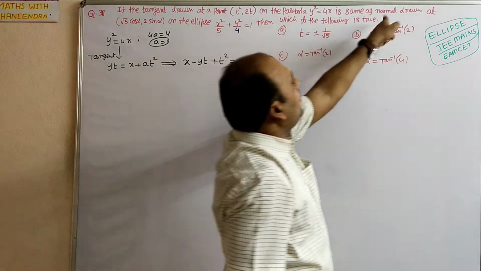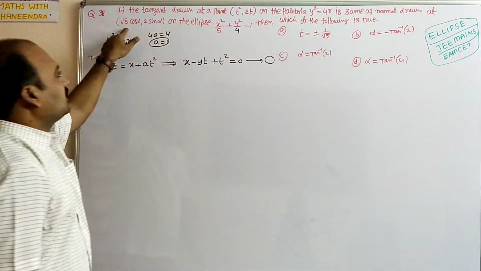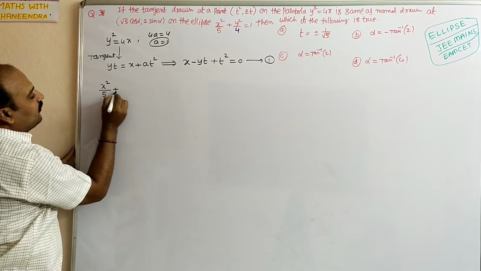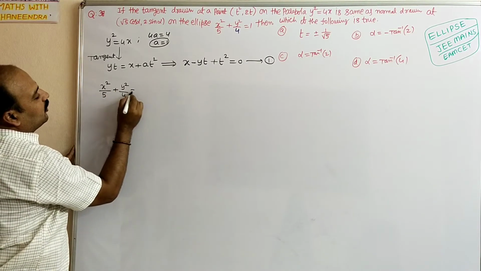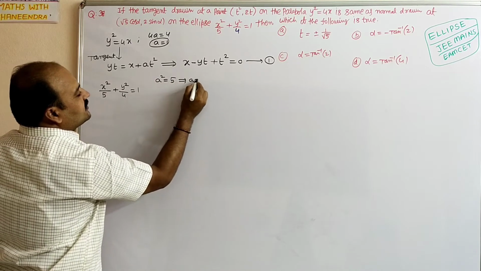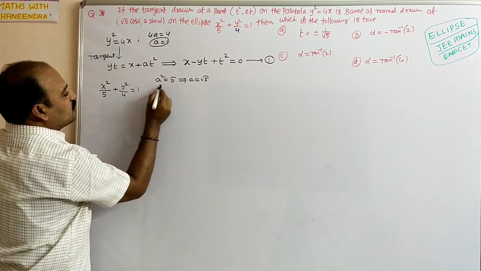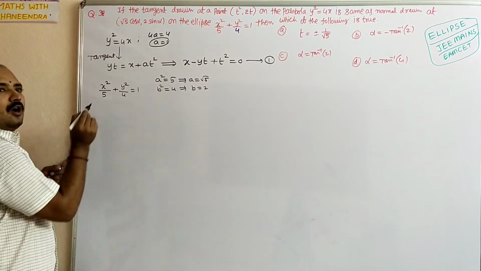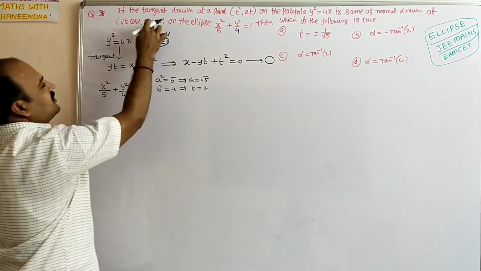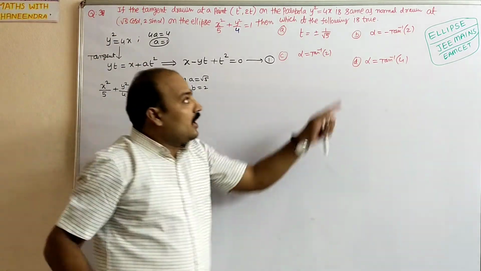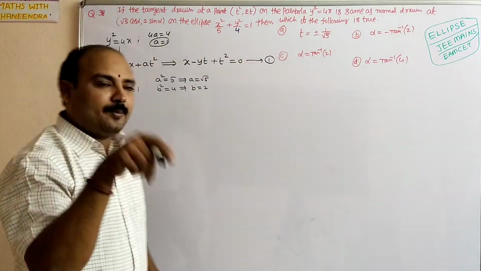Next is the same as the normal at the point to the ellipse. What is the ellipse equation? x square by 5 plus y square by 4 equal to 1. a square equal to 5, that implies a is equal to root 5. b square equal to 4, then b is equal to 2. After that, the point is also given. This is the parametric point on the ellipse. What is the equation of normal at the parametric point?